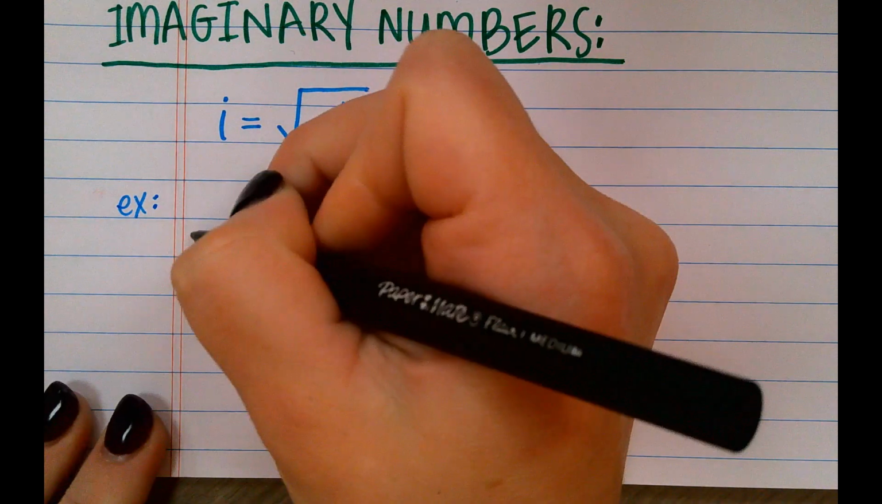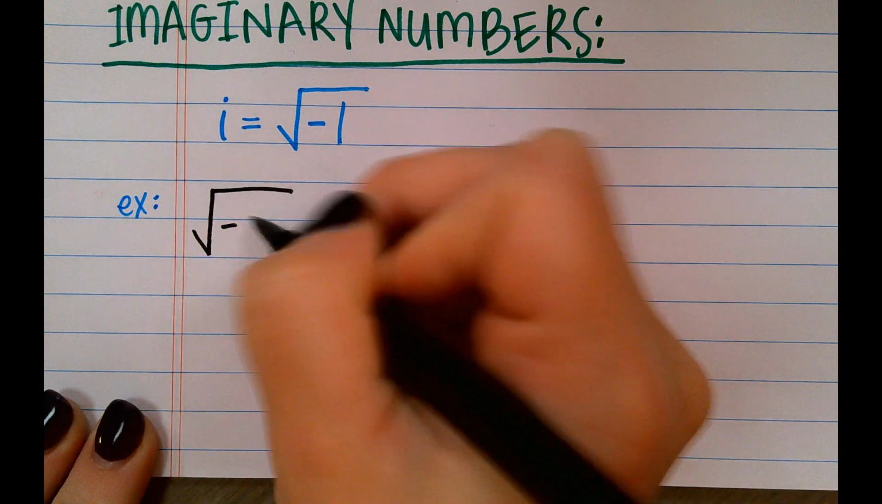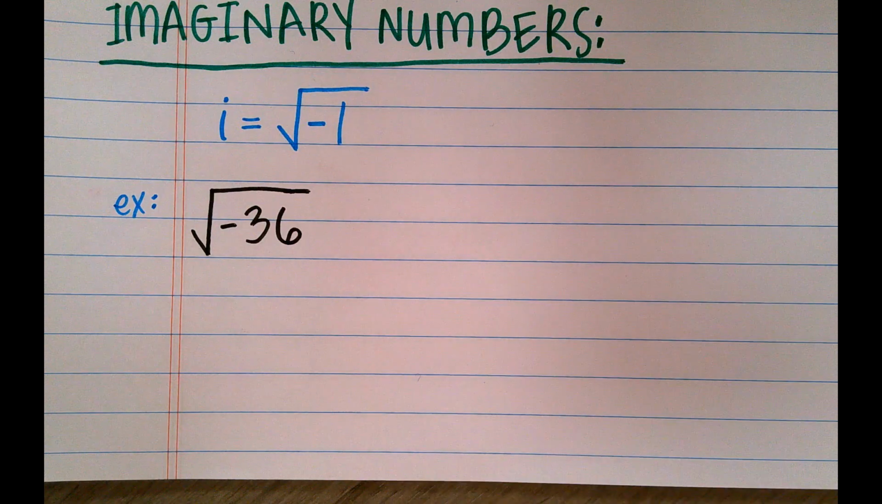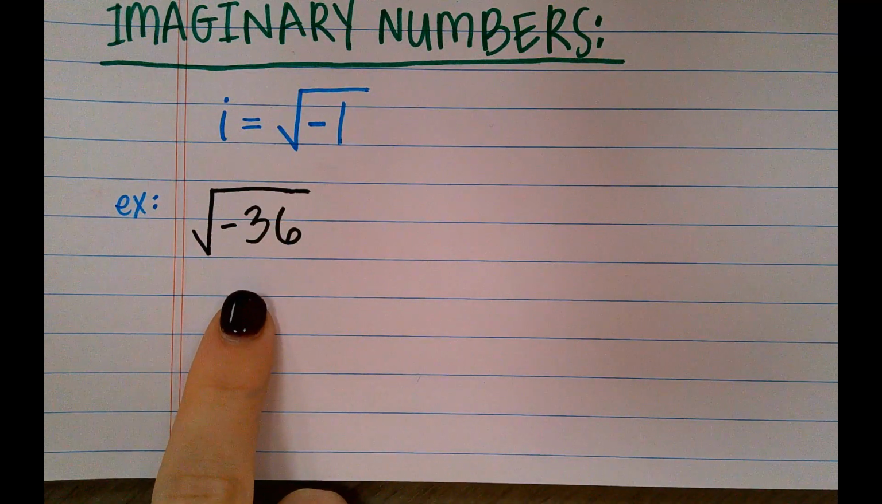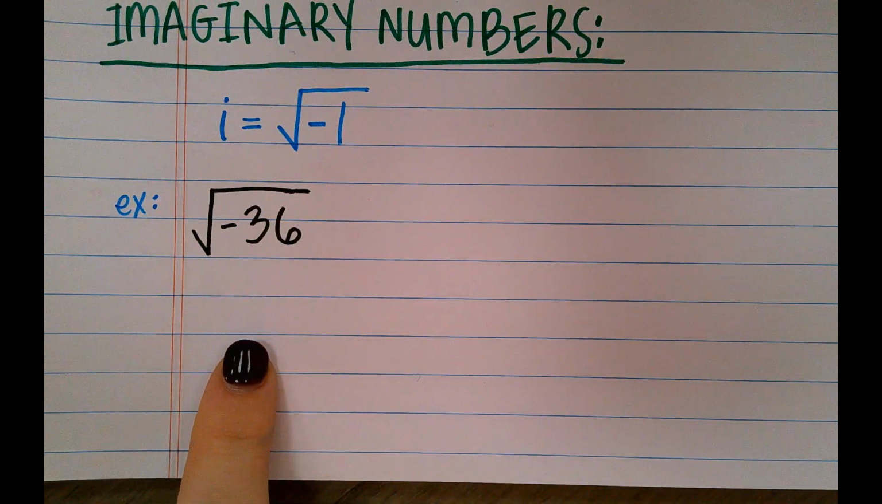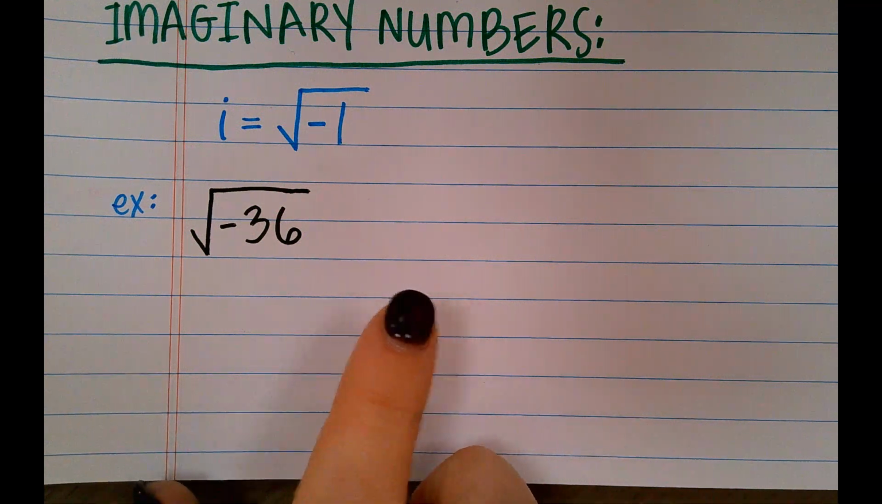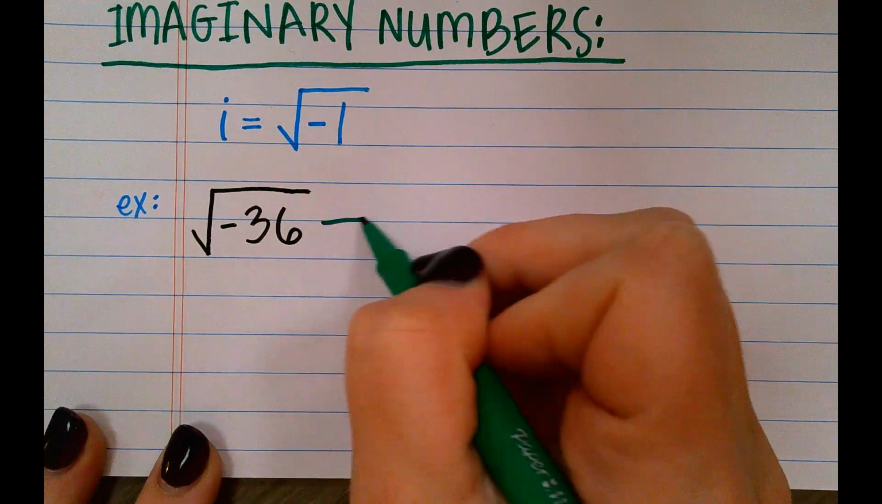Let's take the square root of -36. Okay? The way to solve the square root of a negative number is to find the square root of the positive number and get rid of the negative underneath. So it sounds crazy, but it's really simple. This is all we do.